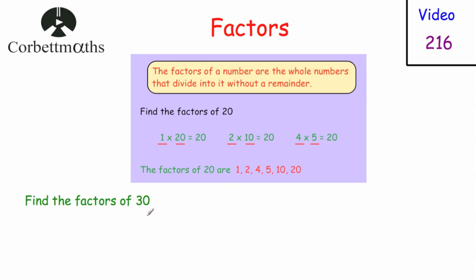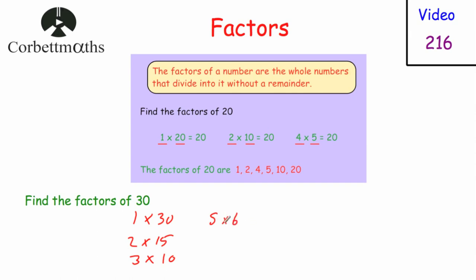Okay, so let's find the factors of 30. Well, 1 times 30 is equal to 30. Then we could try 2. Well, 2 times 15 is equal to 30. Let's try 3. Well, 3 times 10 is equal to 30. Now 4, well, 4 times 7 is 28, 4 times 8 is 32, so 4 is not a factor of 30. Let's try 5. Well, 5 times 6 is equal to 30.